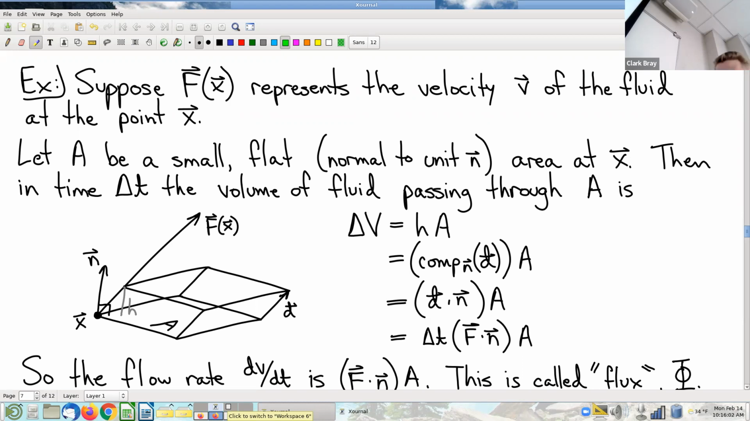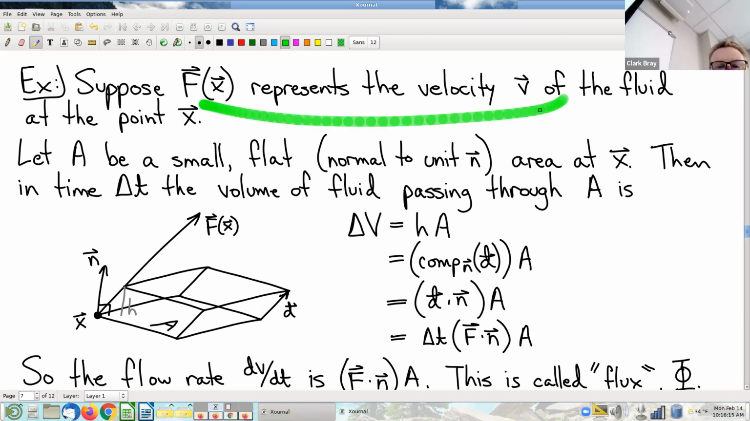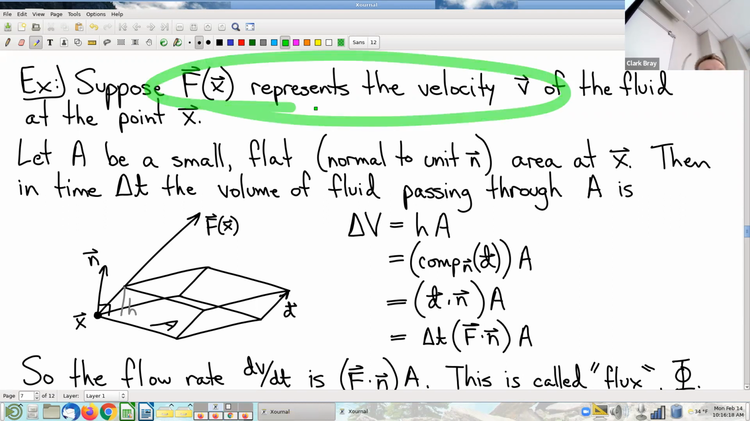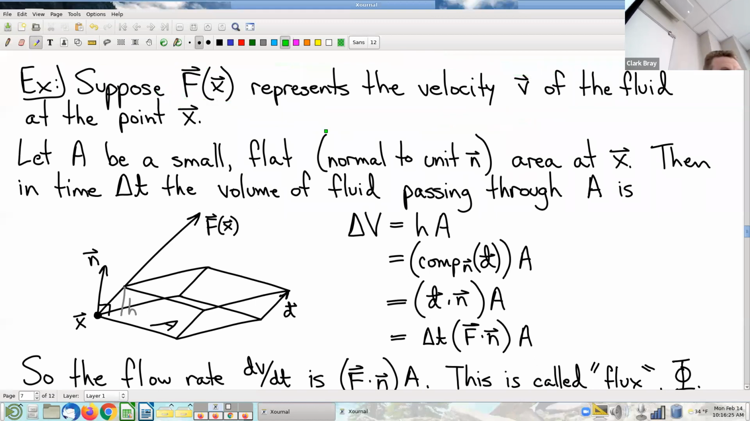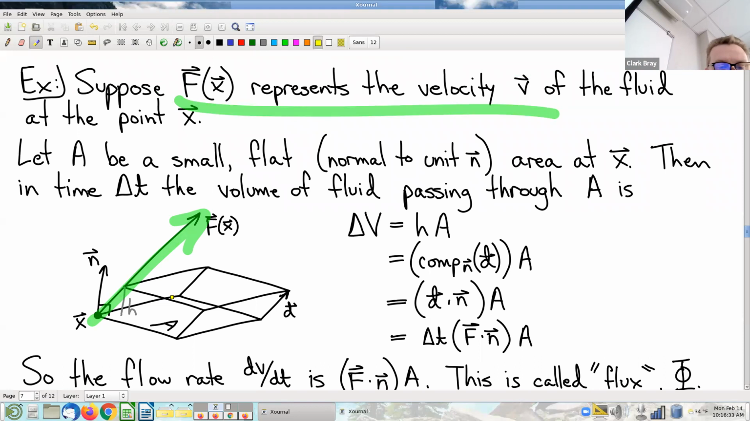Okay. So here's where we were last time. We were talking about a particular calculation that is useful. The idea is that if we have a vector field representing the velocity of a fluid, which is, if you think about it, a pretty reasonable way to represent the flow of a fluid, then we could reasonably say the fluid's flowing like that. And if we've got some area down here, how much fluid is flowing through that area?